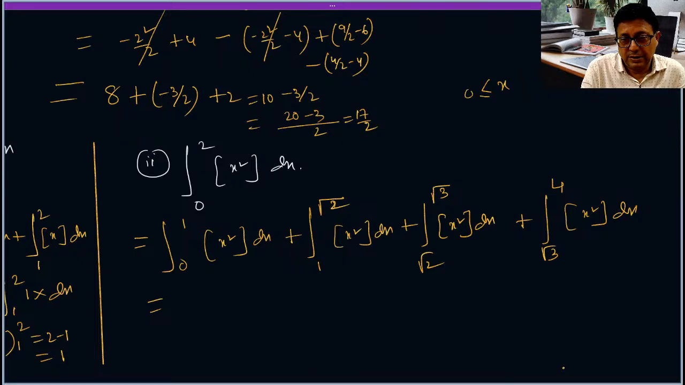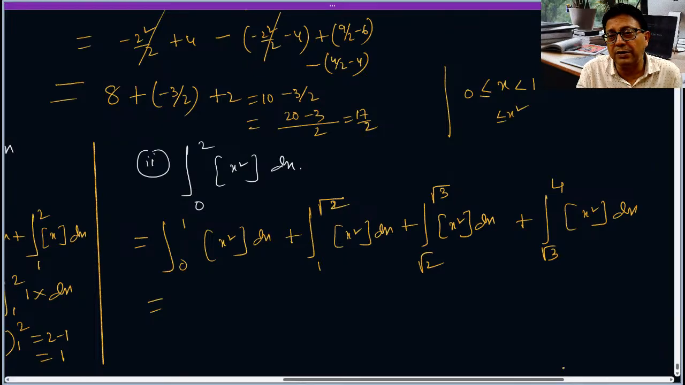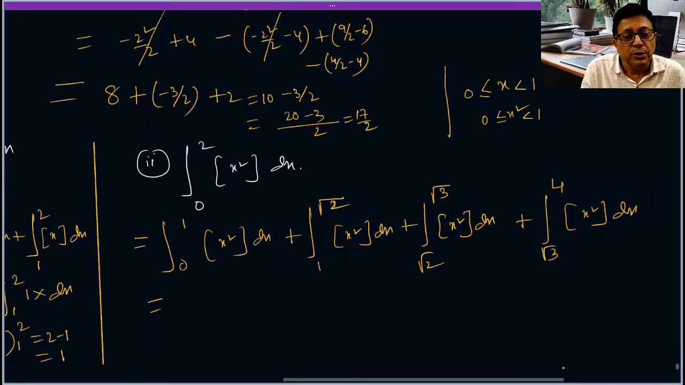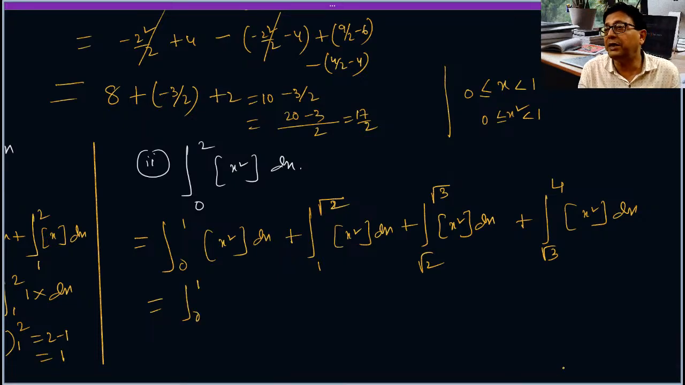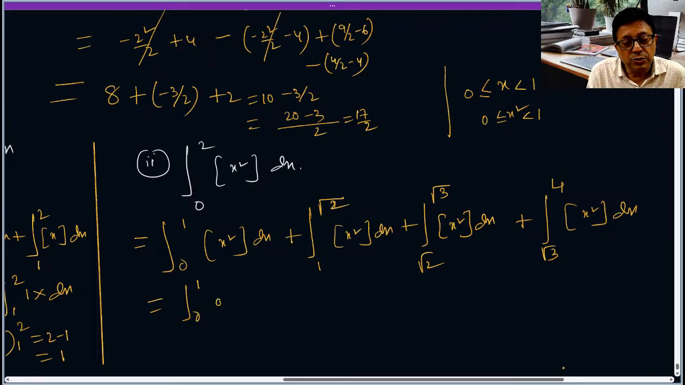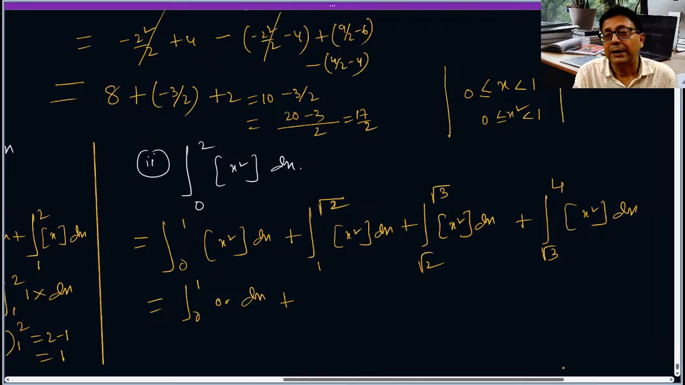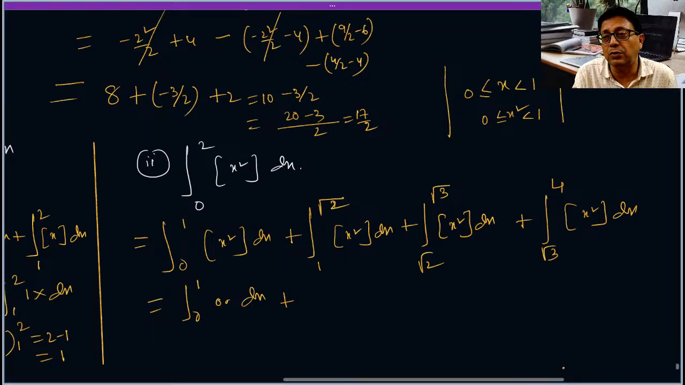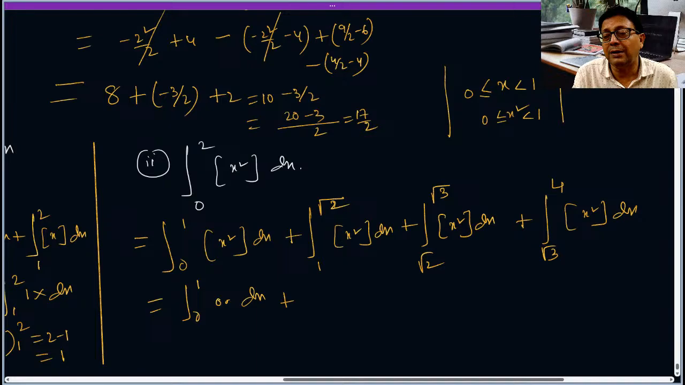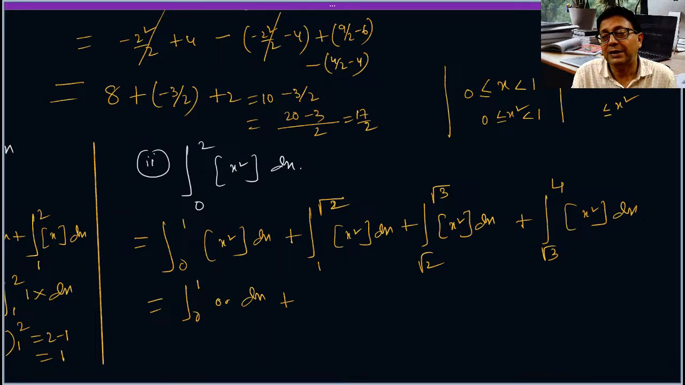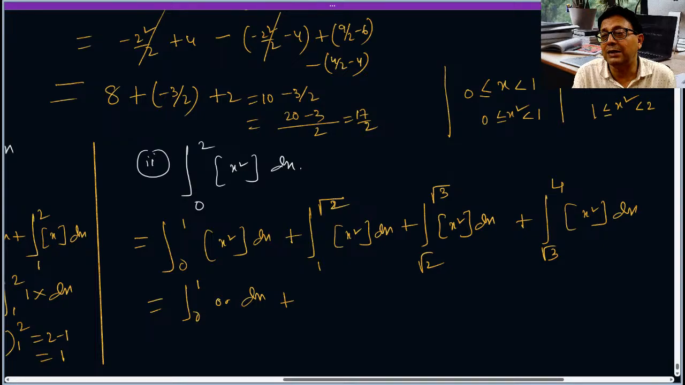X from 0 to 2, why did we extend to 4? x greater than or equal to 0, less than 1. What does it mean? X square greater than or equal to 0, less than 1. So this part will be what? Modulo something which is smaller than 1. So the value will be 0. Here x is greater than or equal to 1, less than root 2. What about x square? X square greater than or equal to 1, less than 2. What is the value there? 1.